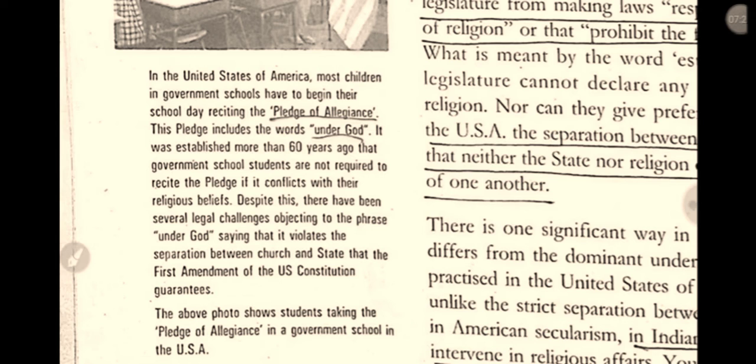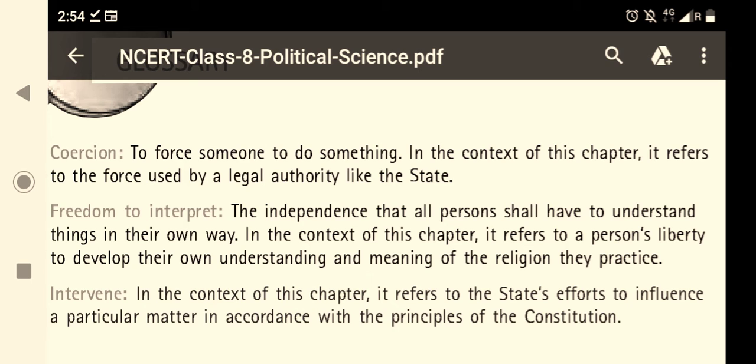But if you read about USA secularism, it is different from India. In the USA, the state cannot intervene in religions at any cost. For example, in US government schools, there is a prayer known as the Pledge of Allegiance, and there is a phrase, 'under God'. Now, if you feel this phrase conflicts with your religious belief, you are free not to recite it. It means you can skip this word from your prayer.